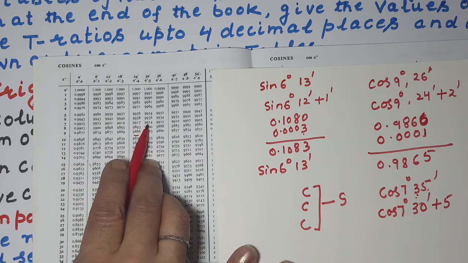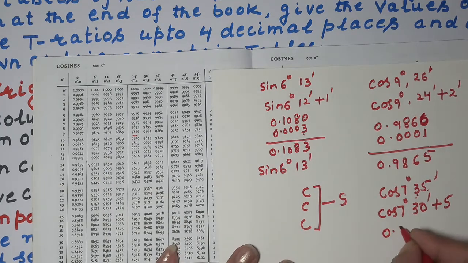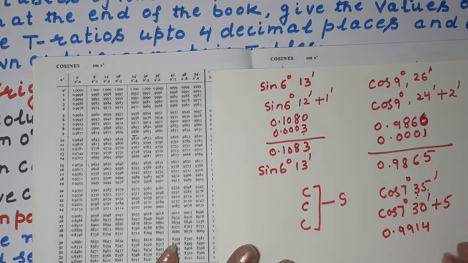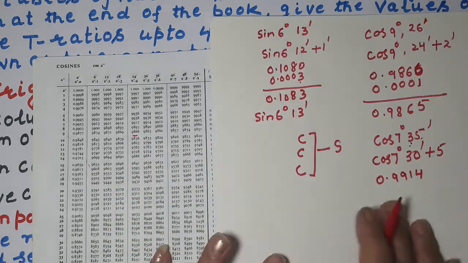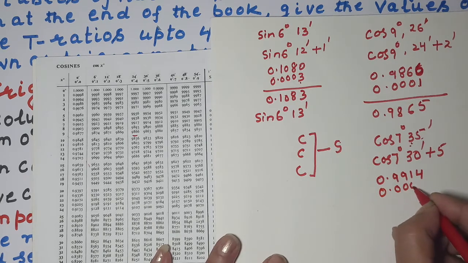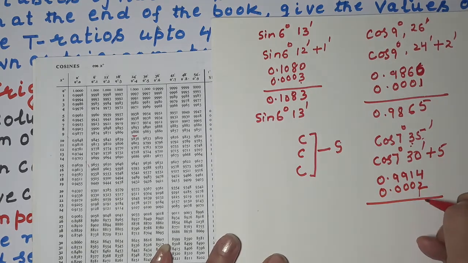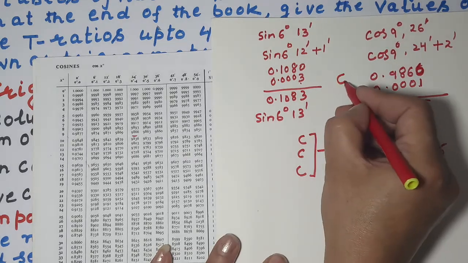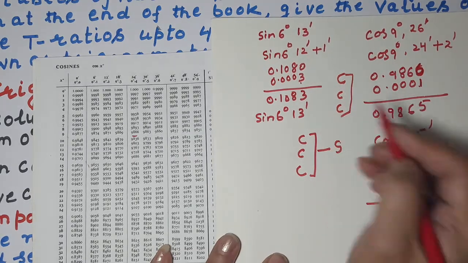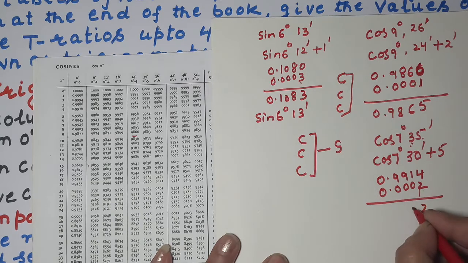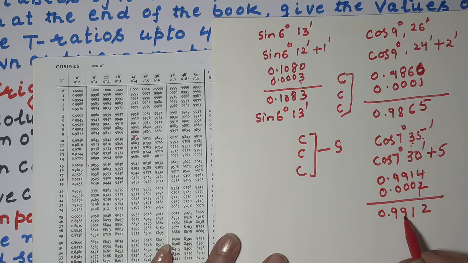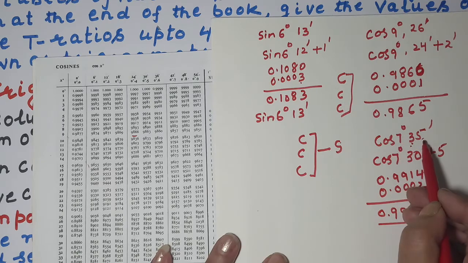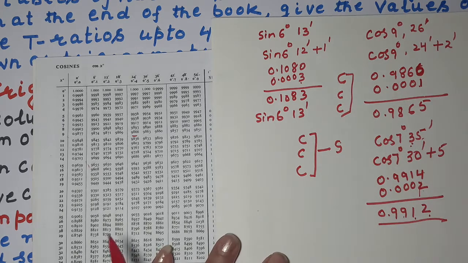It is 0.9914. Mean difference is 5. So we will find what is there under 5? 2. So 2 is very small. This time we have to subtract it because it is cos. For all c's, we subtract the value of mean difference. So this will come as 0.9912. 0.9912 is the value for cos 7 degrees and 35 minutes. That's how we find the value.